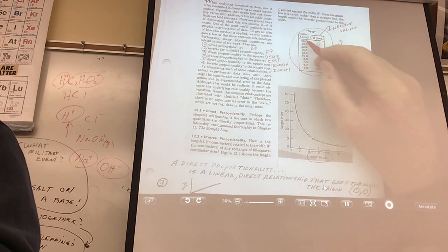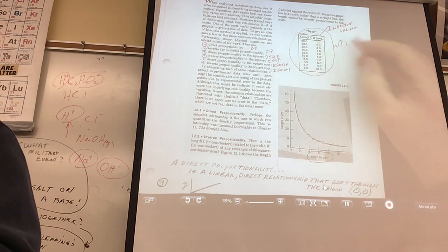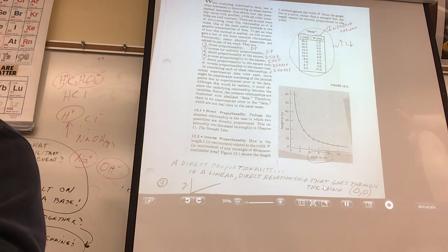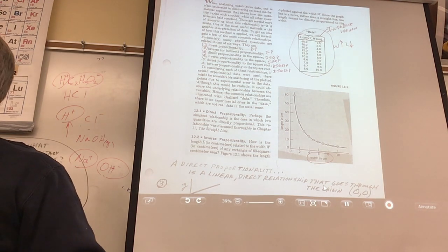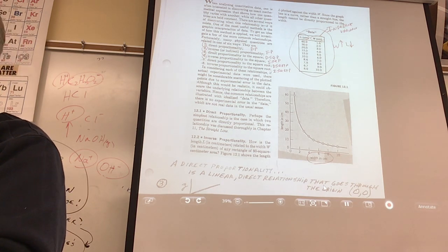what happens to length? As width gets bigger, then what happens to length? And it gets smaller, doesn't it? Now that is a clue that it's one of the inverse relationships. Another word they use is indirect, same thing. It's one of the indirect or inverse relationships.